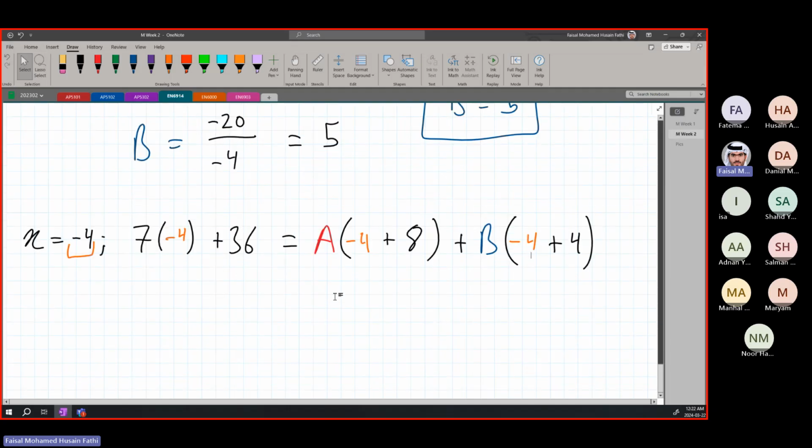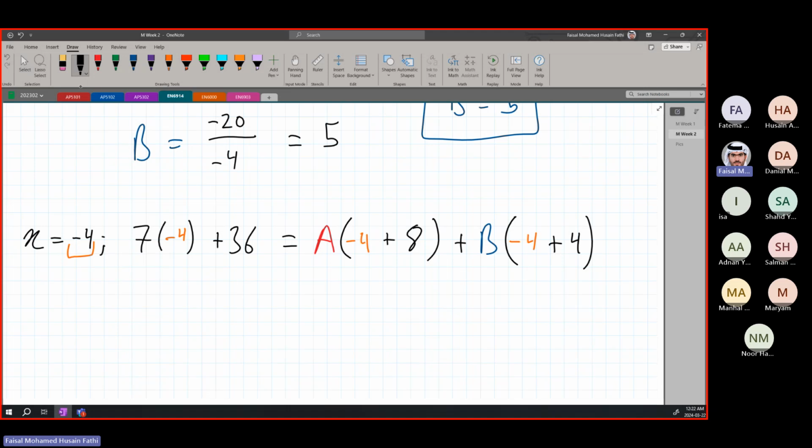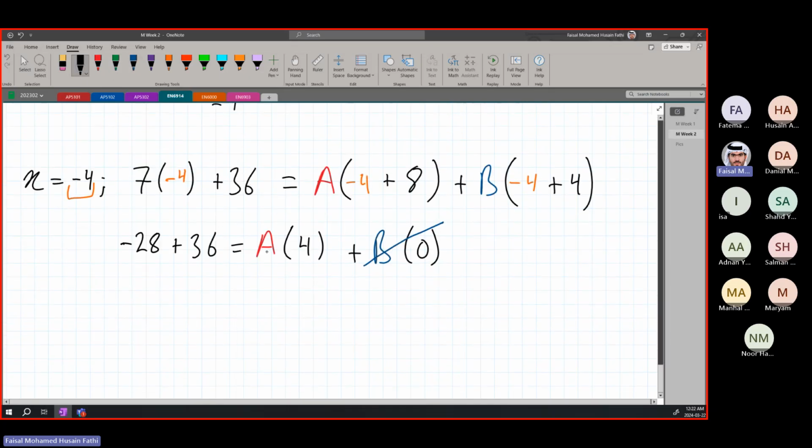Now, let's continue solving. 7 times minus 4 is minus 28 plus 36 is equal to a into minus 4 plus 8 is plus 4, plus b into 0. Minus 4 plus 4 is 0. So you see again, we're cancelling b completely from this equation. So we'll have only a and we can solve for a.